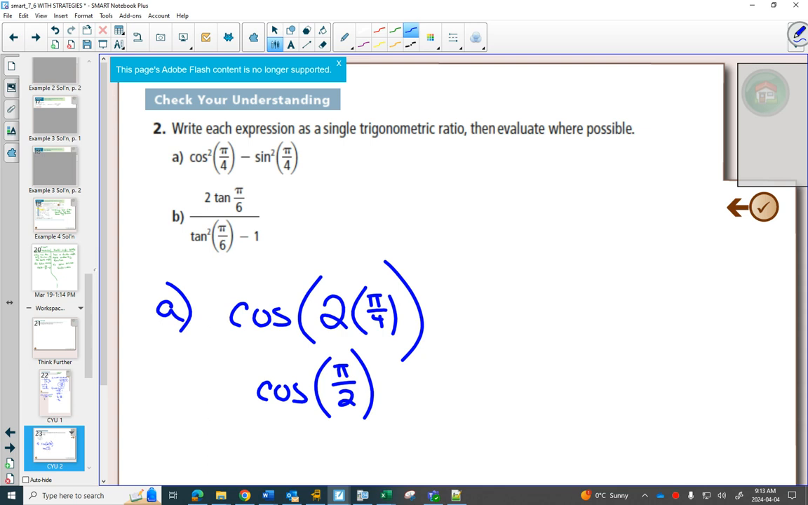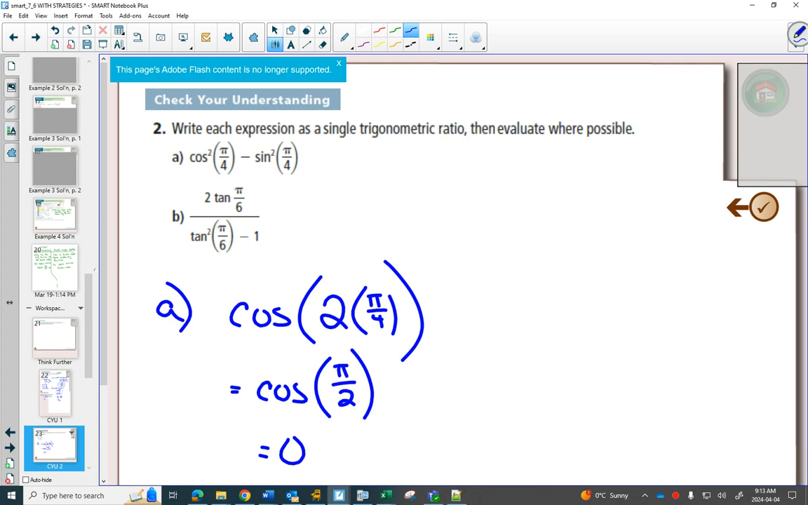So you could figure this out. What is cos of pi over 2? X coordinate of pi over 2? It's equal to 0.